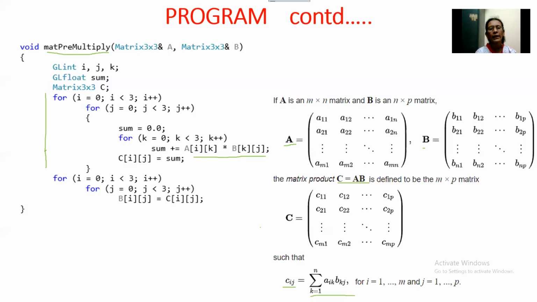Now this is pre-multiplication. So whatever result is there, that should be put back into the current matrix in OpenGL. To put that back, what is our current matrix here? Our current matrix is B. So that is why all the elements from C are copied into B. Bij equal to Cij. So mat pre-multiply will pre-multiply the current matrix by matrix A and assign the value back to the current matrix.